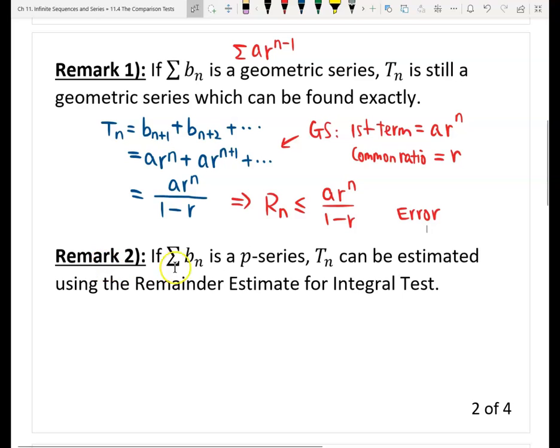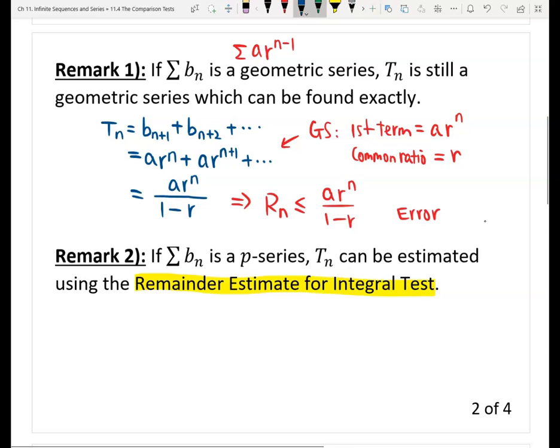We already found the control of the error, so this is very good. Remark 2 is for another case, where the B series is a P series. If you remember, we have these results for the P series, and the remainder can be controlled by another method. Do you remember the name? We call it the remainder estimator for the integral test. Let me show you here.